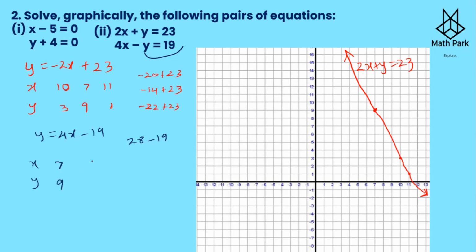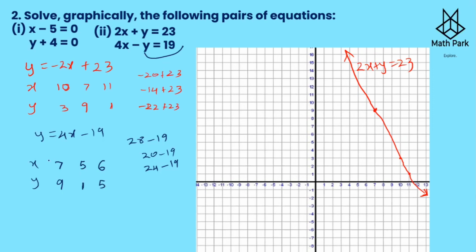If you take x is equal to, let us say 5, you get 5 fours are 20, and 20 minus 19 is going to be 1. If you take x is equal to 6, 6 fours are 24, and 24 minus 19 is going to be 5.